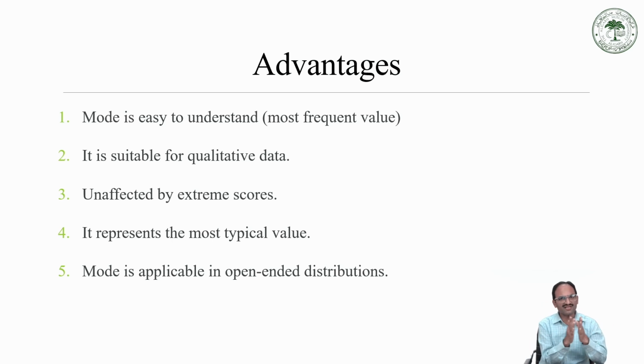So let me explain the advantages of mode. The biggest advantage of mode is that it is very easy to understand, easy to calculate, easy to tabulate, and easy to interpret. It is very suitable for qualitative data. And of course, as mean and median are affected by extreme scores or outliers, mode is not affected by the outliers or extreme scores. It is a third advantage of mode, and it represents the most typical value. And finally, mode is applicable to open-ended distributions also.